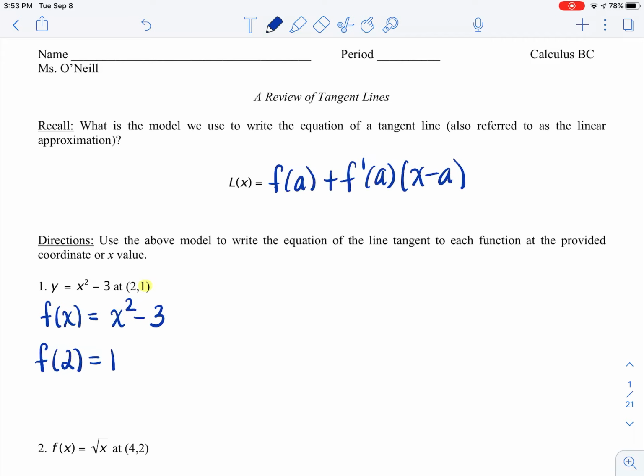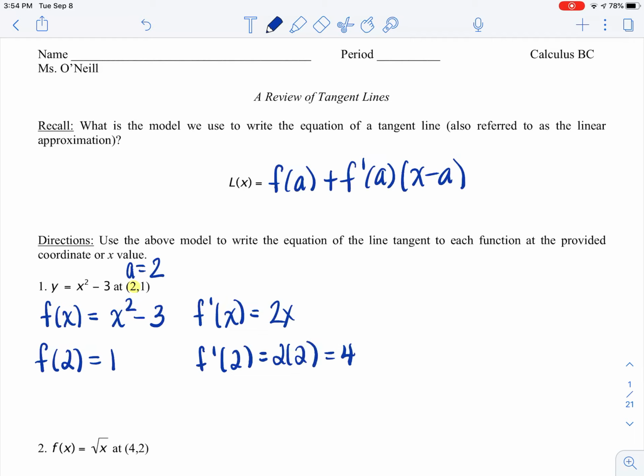So what is my a value in this case? I should have pointed out a is 2. It's the x coordinate of whatever location you're finding the tangent at. And then the last thing you need is f prime of 2. So we first need to know what is f prime of x, using our regular derivative rules. You might have to go back over these if you're a little rusty. The derivative of x squared minus 3 becomes 2x, and obviously 3 becomes 0 because the derivative of a constant is 0. So now I need f prime of 2, which comes out to be 2 times 2, or 4.